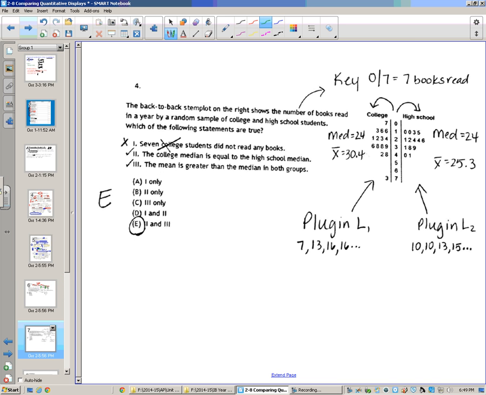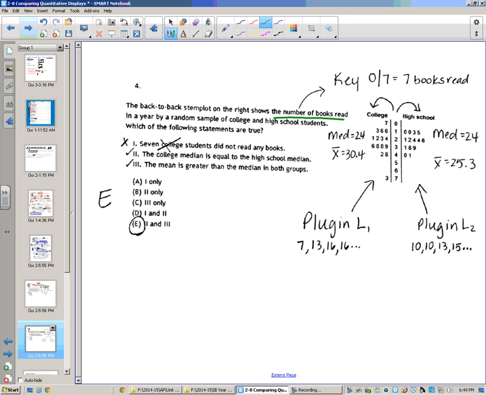Again, back-to-back stem and leaf plots with these Roman numerals. So we're looking at this. They didn't give a key, but if you read it, this is saying the number of books read by college and high school students. So this would read as 10, 10, 13, 15. This would read as 7, 16, 16, 13. So, 7 college students did not read any books? No, they are just completely misinterpreting this 7.